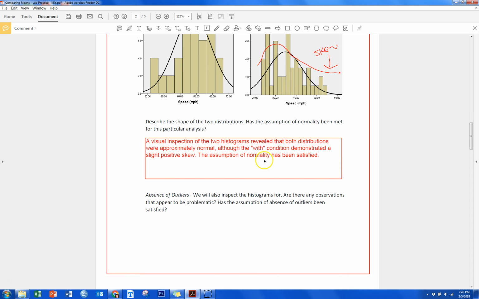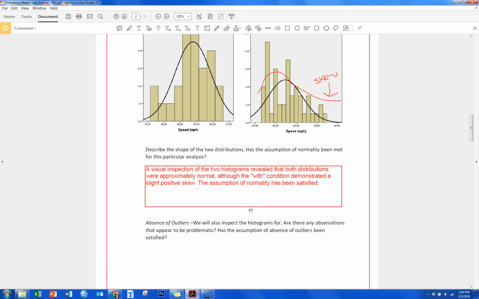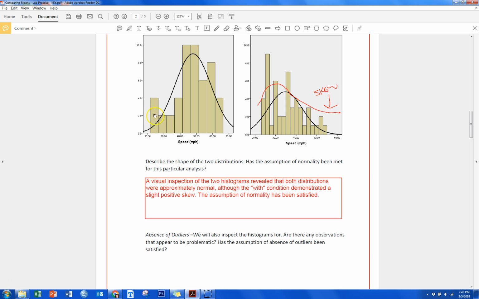All right, moving forward, absence of outliers. We'll also inspect the histograms for outliers. Are there any observations that appear to be problematic? Has the assumption of absence of outliers been satisfied? So we're going to go about that using the same visual data here. When we talk about an outlier, if we're looking at a histogram, we're looking for a situation where you have almost your last observation, then some white space, and then another observation over here to the side.